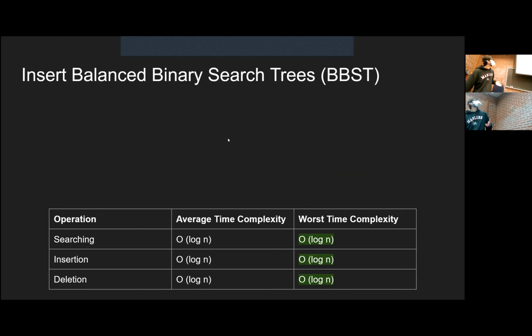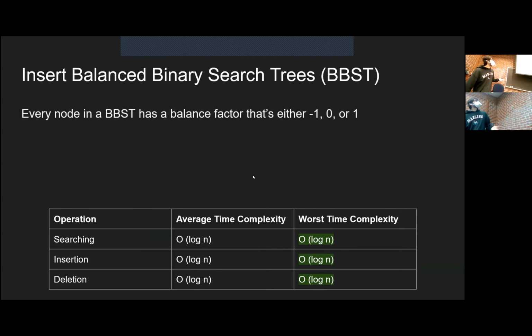Okay, let's move on. Hopefully that makes sense. Let's talk about insert for a balanced binary search tree. The nice thing is the average time complexity and the worst time complexity are both log n for a balanced binary search tree. Every node in a balanced binary search tree has a balance factor that's -1, 0, or 1, and that's how we are able to keep it balanced. If it's not one of those, then, at least for AVL trees, it's not going to be a balanced binary search tree.